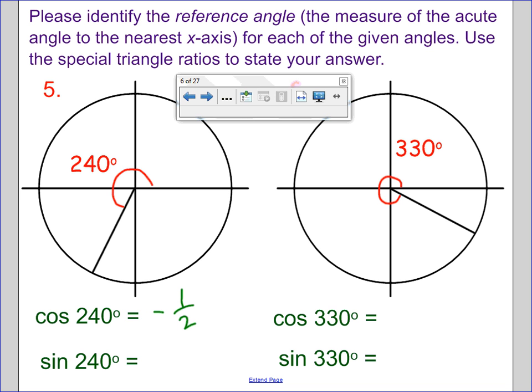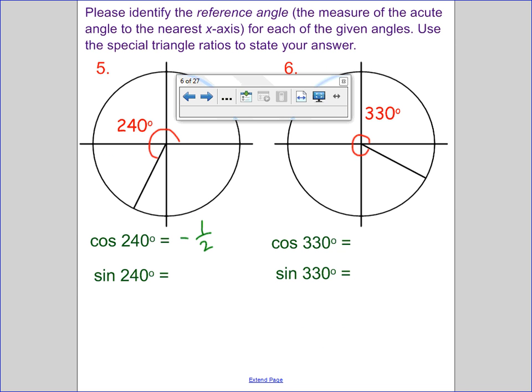What did you get for the sine of 240 degrees? Caroline? Negative root 3 over 2. Good job with the negative. Raise your hand if you have the same as Caroline. Negative root 3 over 2 is correct. Good job. Way to go.